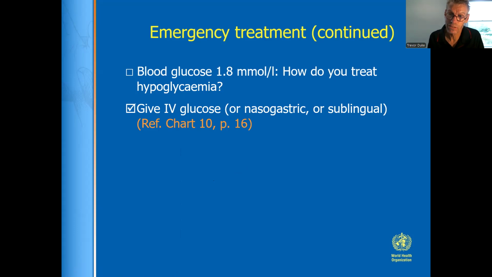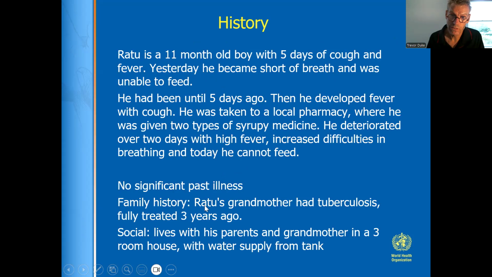There is a chart on page 16 of the second edition of the book, which describes how to give glucose appropriately to a child who's hypoglycemic. The next stage, as I said, after triage and emergency treatment, is taking a history and doing an examination.